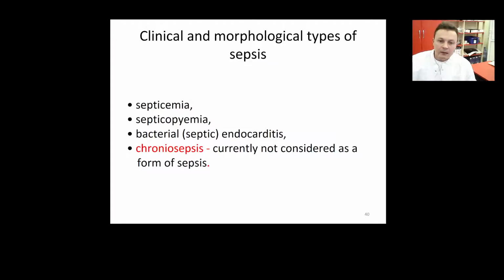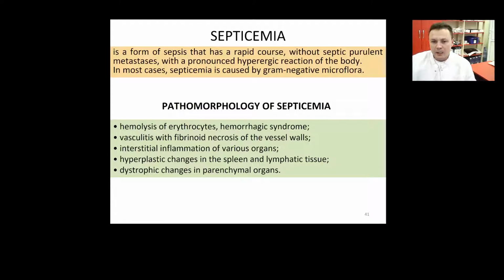Clinical and pathological anatomy distinguish four clinical and morphological types of sepsis, each of them a separate nosology. First of all, septicemia, septicopyemia, and bacterial or septic endocarditis, but chronic cranial sepsis is currently not considered as a form of sepsis. Septicemia is a form of sepsis that has a rapid course without septic purulent metastases, with a pronounced hyperallergic reaction of the body.